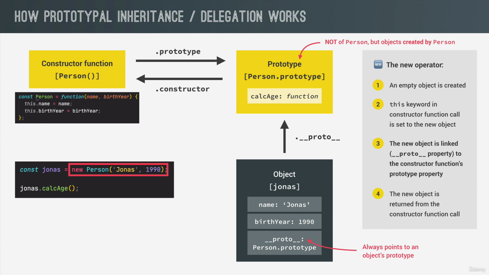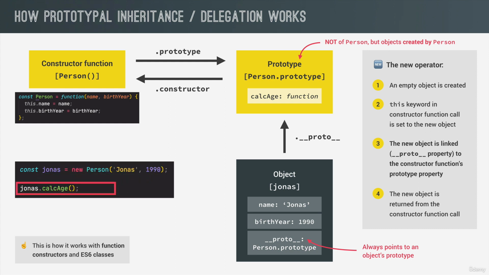And this whole process that I just explained is how it works with function constructors and also with ES6 classes, but not with the Object.create syntax that we're going to use later. So just keep this in mind once we reach the Object.create lectures. But anyway, why does this work this way? And why is this technique so powerful and useful? And to answer that, let's move on to the next line of code.